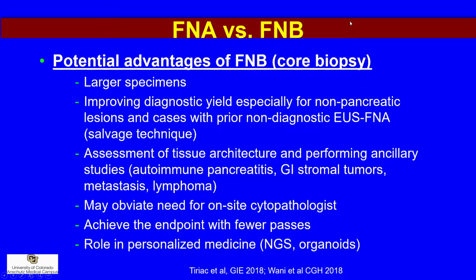Clearly, when you get these larger specimens, you can look at the architecture. This plays an important role in evaluating certain disease states, such as autoimmune pancreatitis, lymphoma, metastases, GI stromal tumors, and it has the potential for obviating the need for an on-site cytopathologist. This really plays an important role in personalized medicine, at least at our site at the University of Colorado.